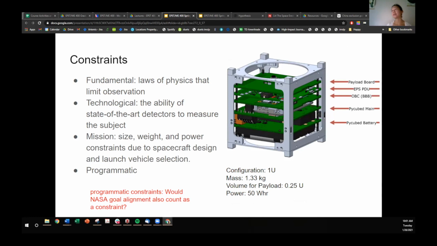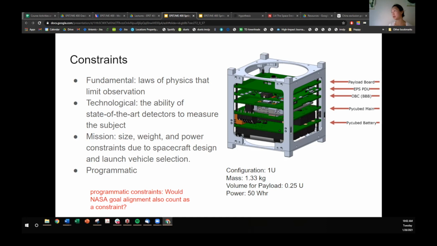And then the final constraint I'll talk about is the mission constraints, where you have to adhere to size, weight, and power constraints due to the spacecraft design or launch vehicle selection. It could be that detectors or payloads may not be miniaturized any further without significant sacrifice to the mission performance, in which case you'll have to change the way that you do a mission or have to sacrifice for your payload. Our mission constraints are quite clear.